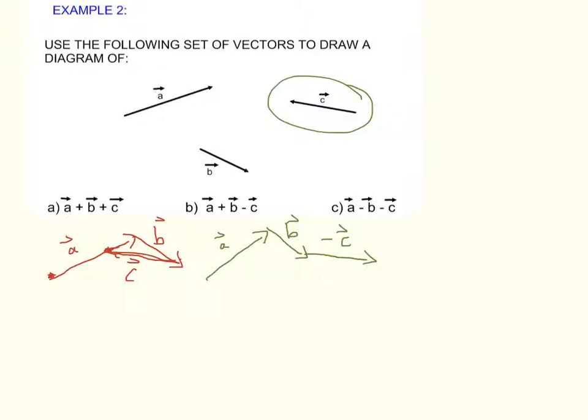Similarly, for example C, vector A stays the same. There's vector A. Now vector B is going to change direction, so when we draw vector B, we're going to draw it using the same slope, but in the opposite direction and the same length as vector B. And when we subtract vector C, we're going to subtract vector C by drawing it in the opposite direction of the original vector C.